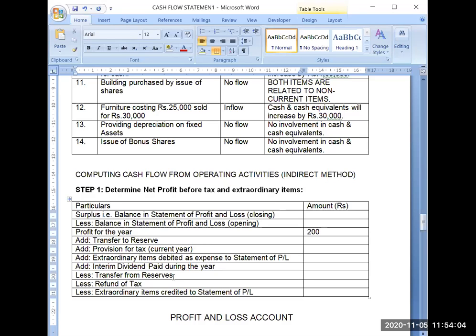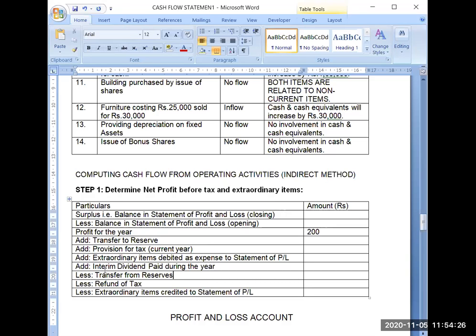Now we have to subtract certain amounts also. If we have used our reserves in any manner, and transferred some reserves to the credit side of the profit and loss account, then that amount has to be reduced because it is not a current year profit. So that amount will be reduced.